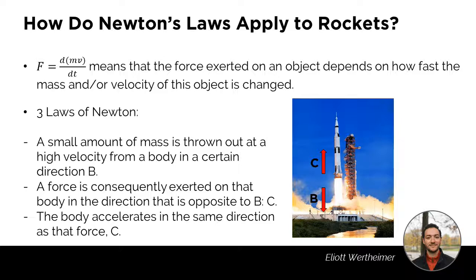So if you take a rocket, which is ejecting a small amount of mass at very, very high velocity in a direction that we will call B, then according to the second law of Newton, this ejection of mass is actually creating a force. And according to the third law of Newton, this force is applied to the rocket in the exact opposite direction of B, which we will call C. Finally, according to the first law of Newton, the rocket will keep accelerating in the direction C as long as that force keeps being applied to the rocket.